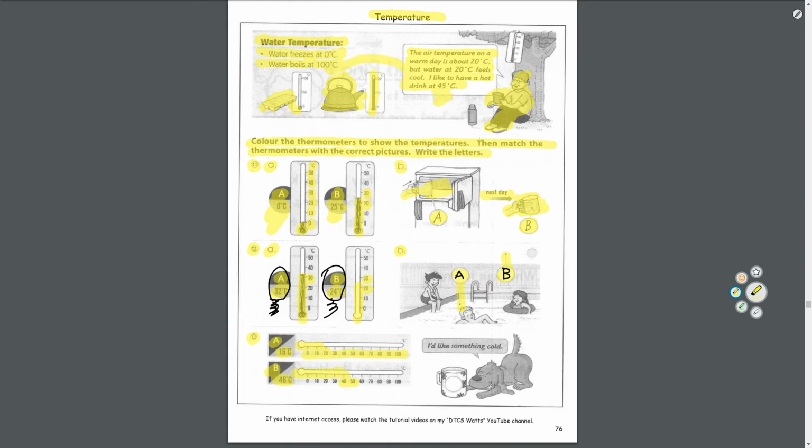So just looking at the pictures, you know B is hotter than A. And Doggy, he's saying, I'd like something cold. So which one is colder? The lower temperature. That's why it's colder. The higher up you go, the hotter it is. So that means A is colder. That'd be kind of the temperature you would drink some juice at, or some nice cold water out of the fridge. Okay.